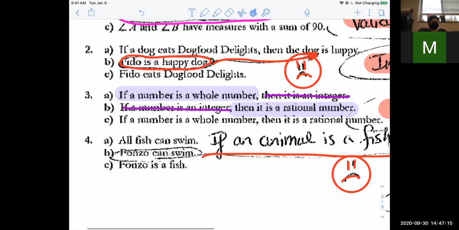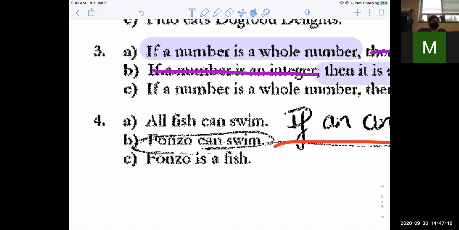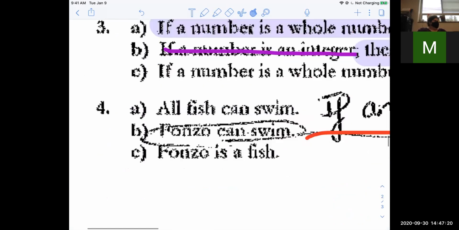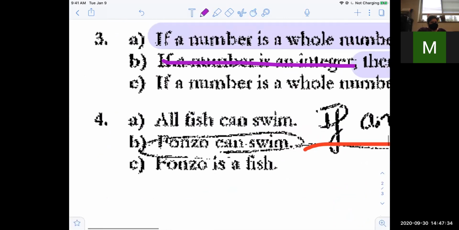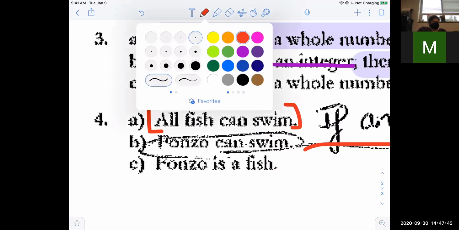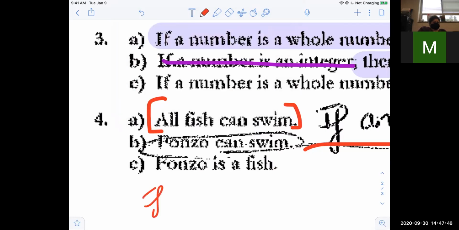Okay, all fish can swim. Fonzo can swim. Therefore, Fonzo's a fish. You already answered. Maggie? It's invalid because... Okay, so if you put this into if-then form, what would this be in if-then form? Okay, if an animal is a fish, then it swims.